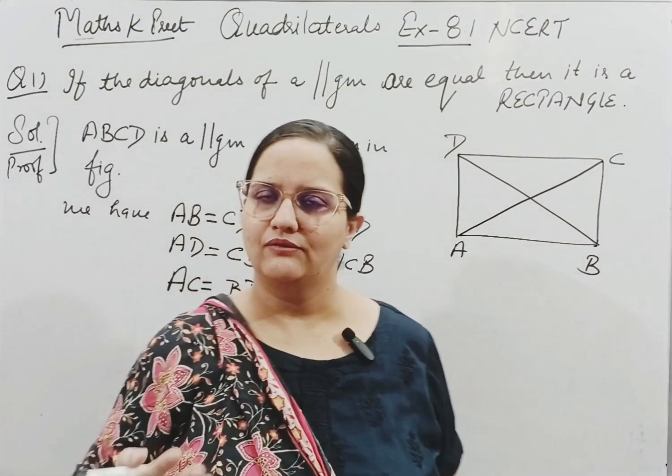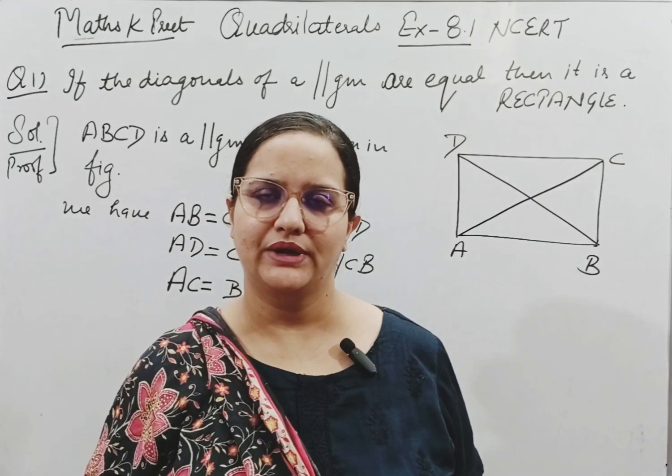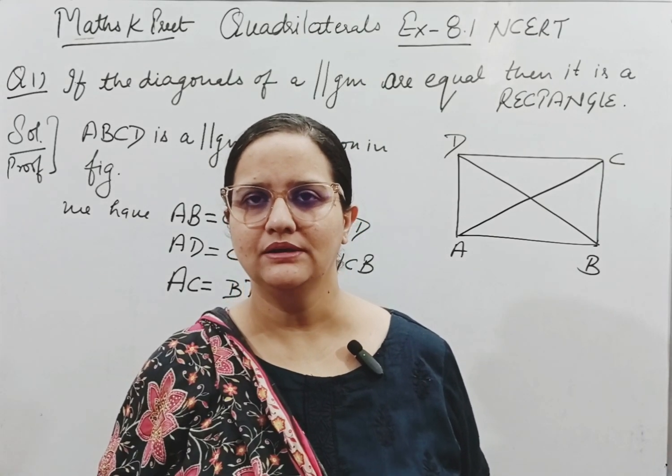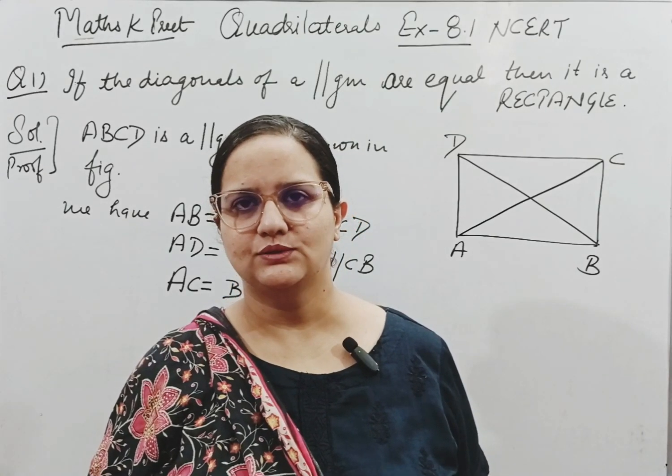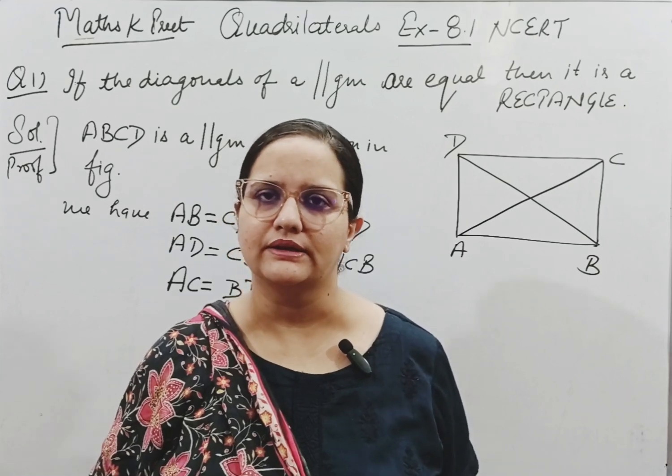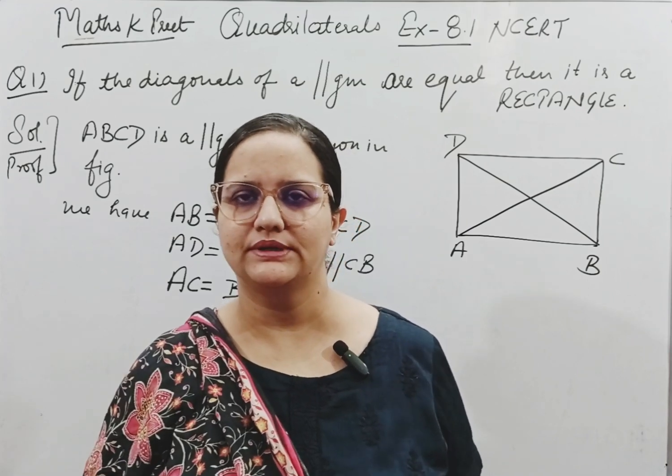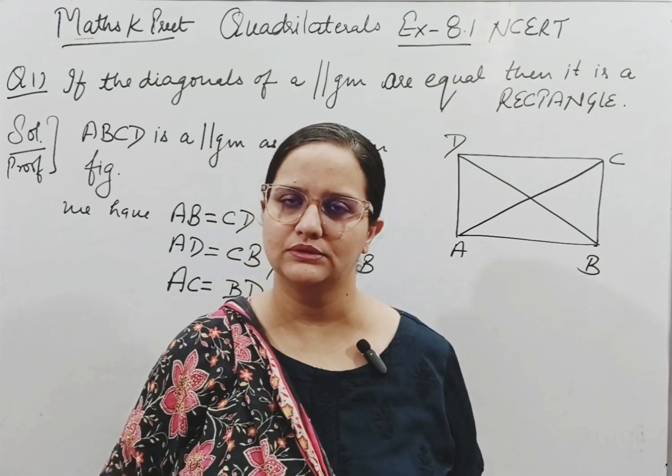If we know the definition of a rectangle, a parallelogram is a rectangle only when the angle at a vertex, at least one angle at a vertex, is 90 degrees. When one angle is 90, automatically the other three will be 90 degrees through the properties.